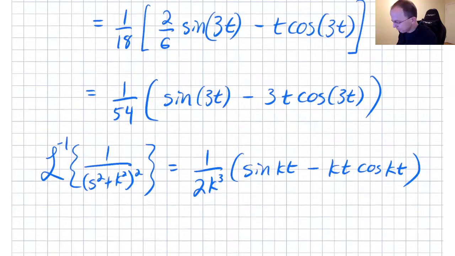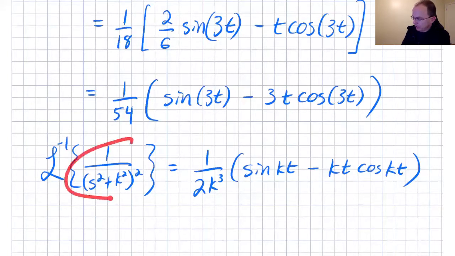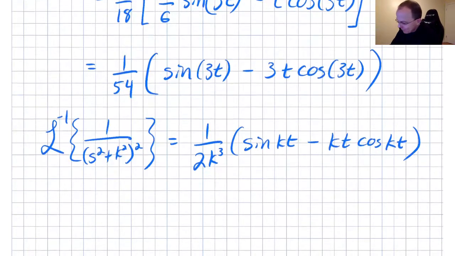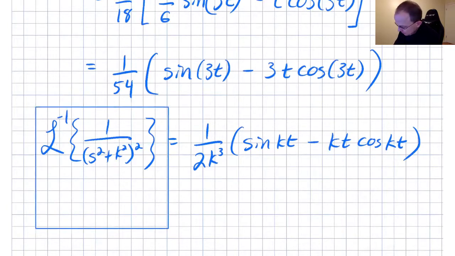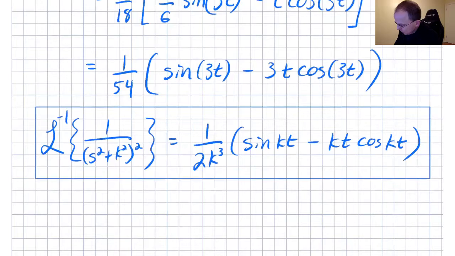So that's how we compute the inverse Laplace transform of something like this. We use the convolution theorem, and we just have to do this integral that requires the product to sum trig identity. Other than that, it's pretty straightforward. This is just to note the general formula that we have. Let me put this in a nice box. So there we go, that's the formula from the table of Laplace transforms.